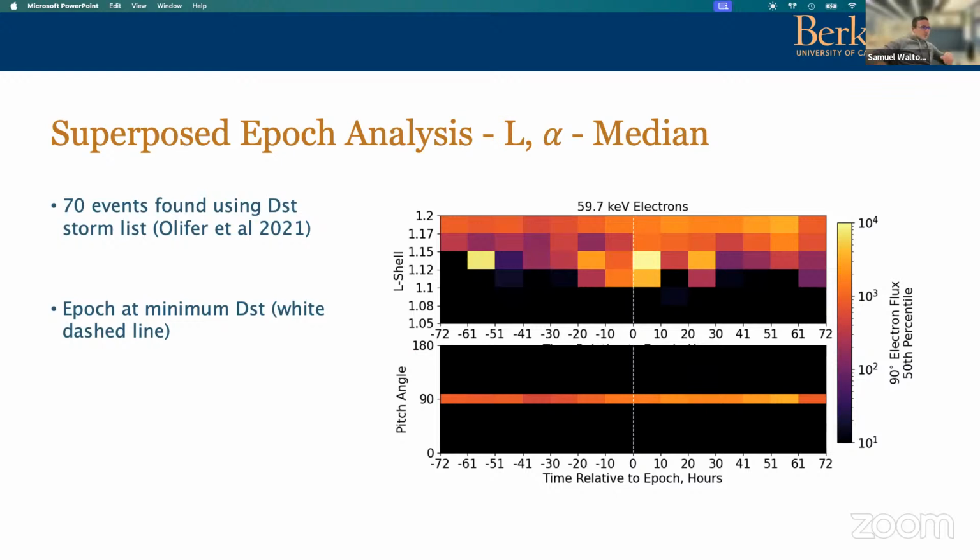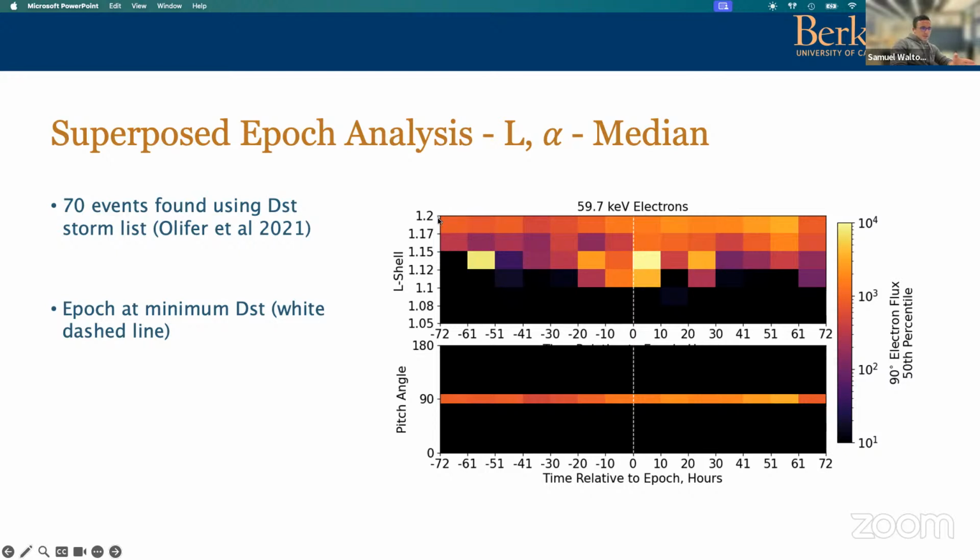So we've also done a superposed epoch analysis of these fluxes, which I thought was important to see things like the pitch angle distribution and how that evolves. It'll give us a bit of an idea of what might be happening to the electrons when they get there. So what we've got here is 70 events identified using a Dst storm list. And sorry, the minimum Dst was the epoch. So that's what this dashed line is here.